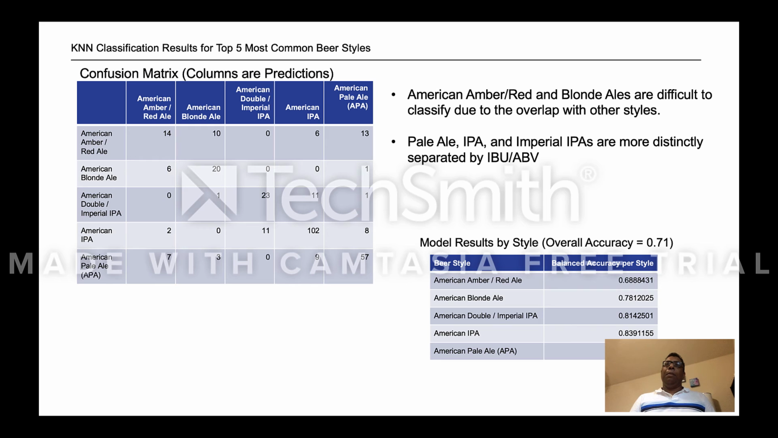Here are the prediction results, and I would like to mention a couple of insights here. American Amber Red and Blonde ales are difficult to classify due to the overlap with the other styles. And second, Pale Ale, IPA and the Imperial IPA are more distinctly separated by IBU and ABV.